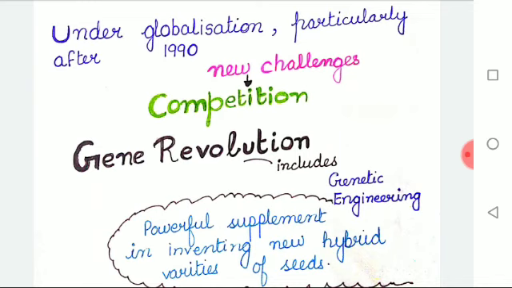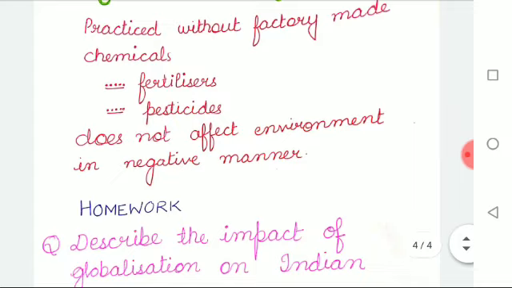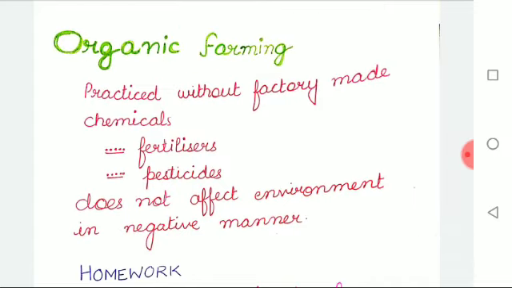The keyword today is gene revolution, which includes genetic engineering. Genetic engineering is recognized as a powerful supplement in inventing new hybrid varieties of seeds. In fact, organic farming is much in fashion today because it is practiced without factory made chemicals such as fertilizers and pesticides. Hence, it does not affect the environment. A few economists think that Indian farmers have a bleak future if they continue growing food grains on the holdings that grow smaller and smaller as the population rises.